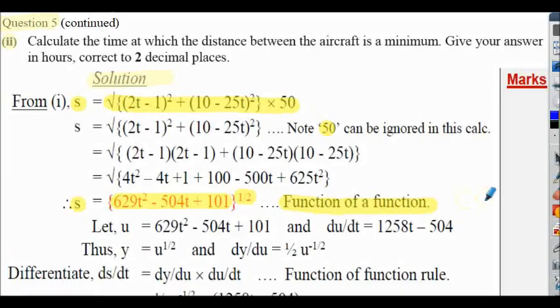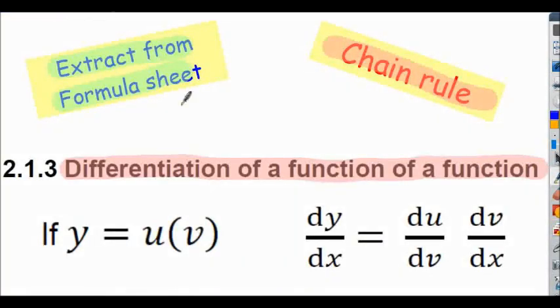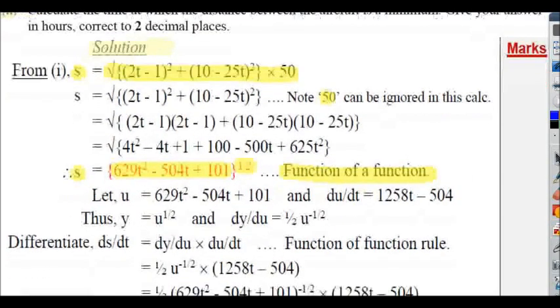So again, we have the function of a function rule in our formula sheet. Here's an extract from our formula sheet showing differentiation of a function of a function, sometimes referred to as the chain rule. Right, you can review the solution.